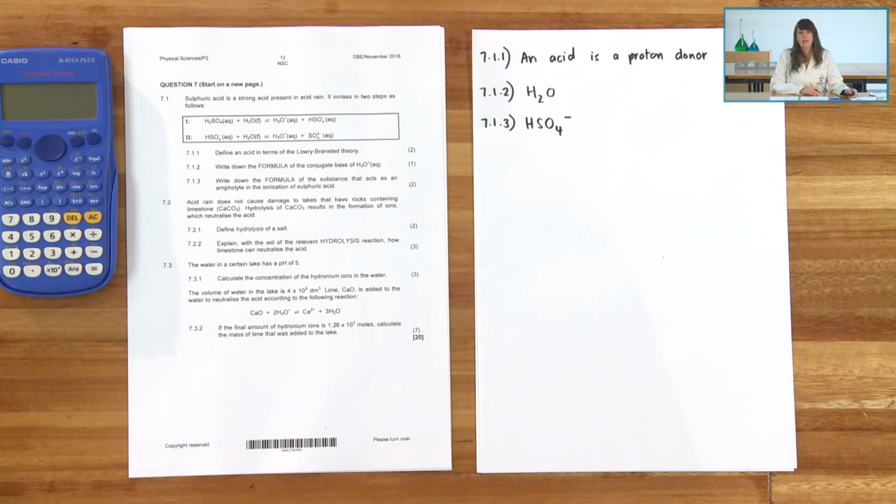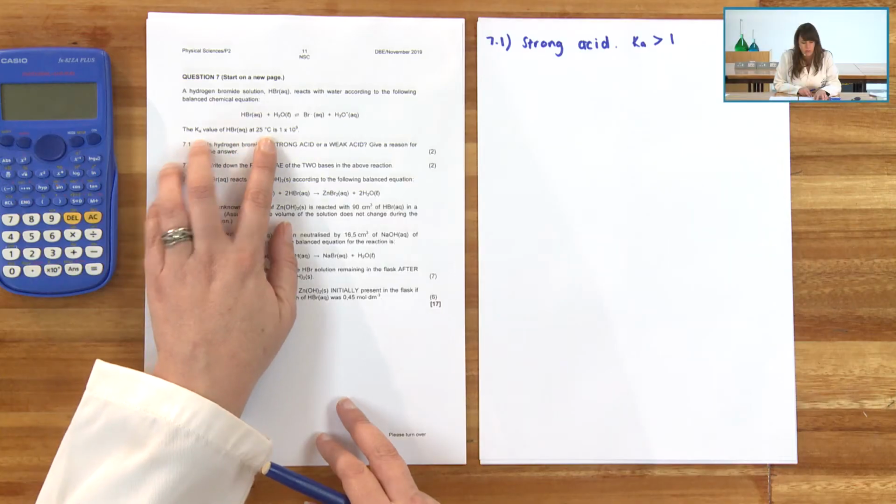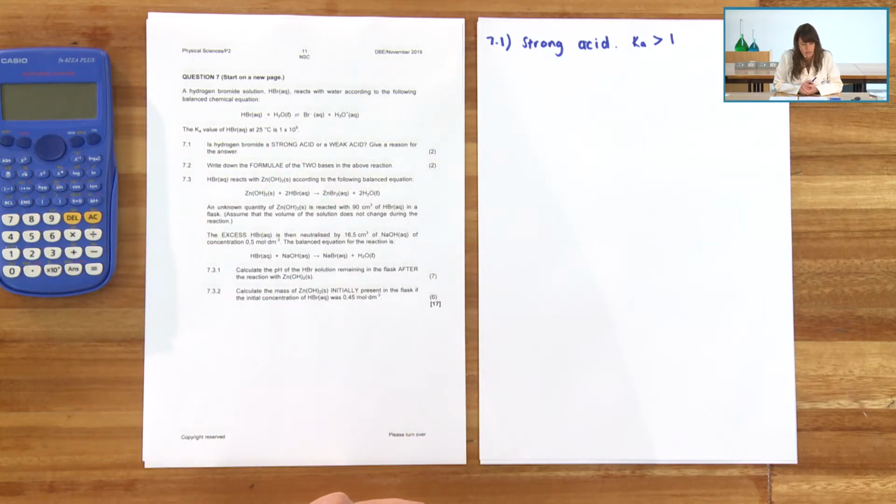Right, let's have a look at another application question. We'll have a look at question 7.2 from November 2019, paper 2. Question 7 says a hydrogen bromide solution, HBr, reacts with water according to the following balanced chemical equation. The value of Ka for HBr is 1 times 10 to the 9.